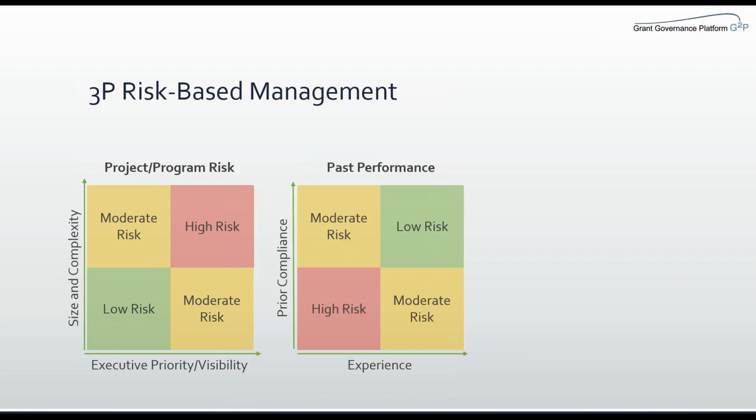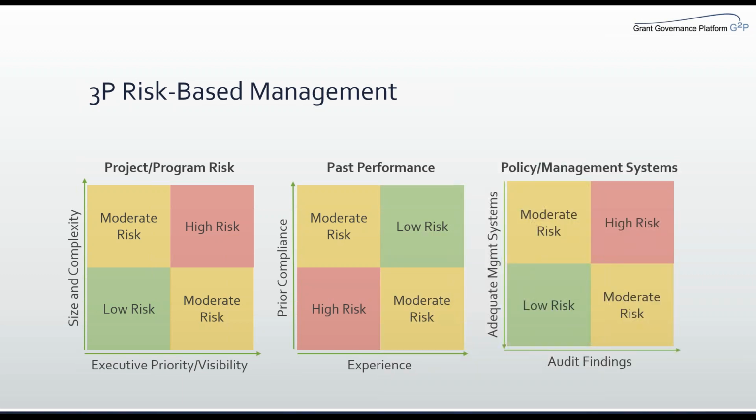Second category, past performance. Based on your history with them, have they always been in compliance? And also, do they have experience with other agencies and projects of similar size and scope, and have they been successful in those? And so you would rate them in the matrix based on that. So now we're talking about the subrecipients. And then the third one is their policy and management systems. Do they have adequate management systems? As we mentioned, have they had audit findings? Are those audit findings on a consistent basis? Or have they seemed to have been addressing those?